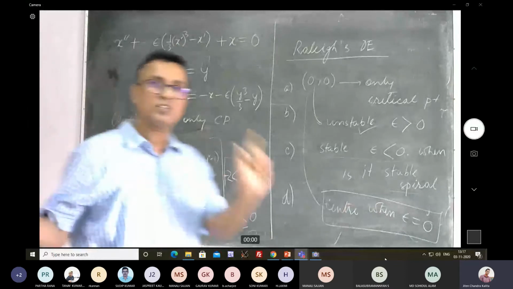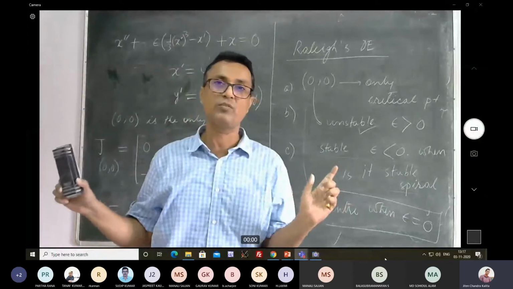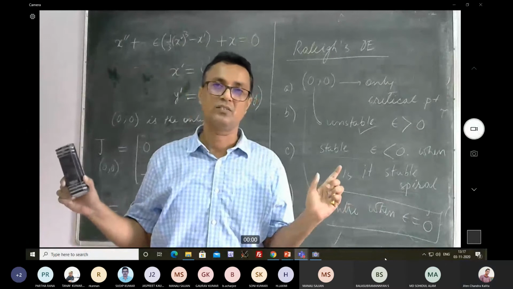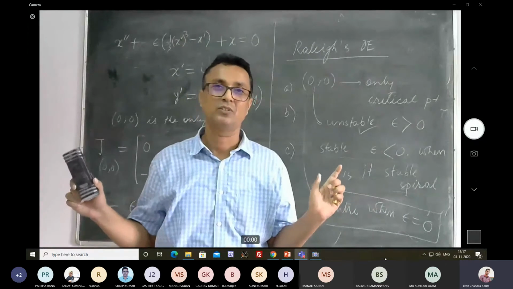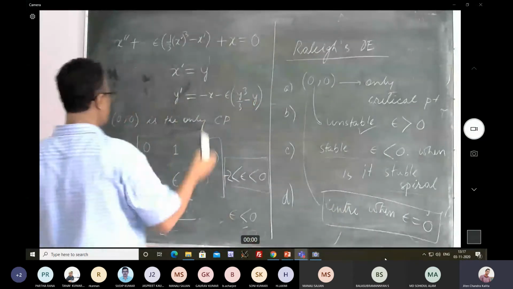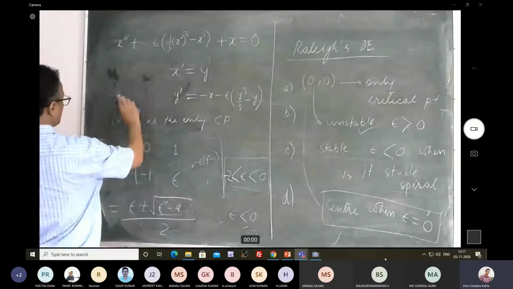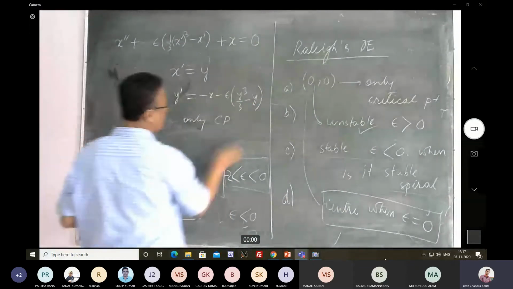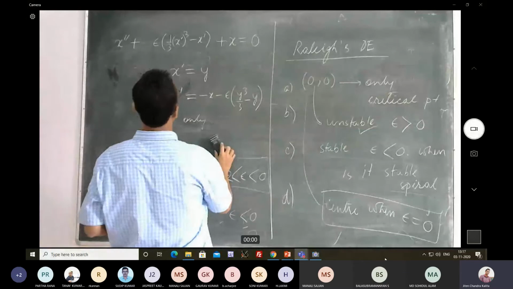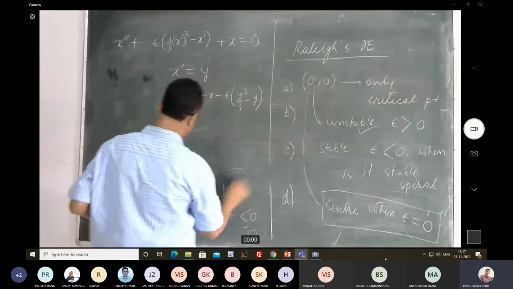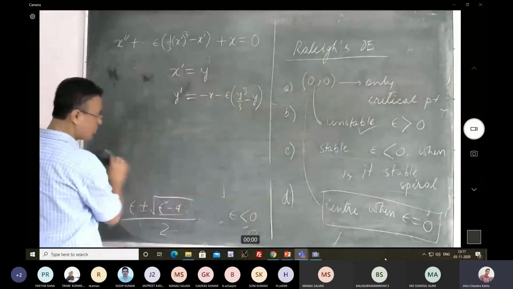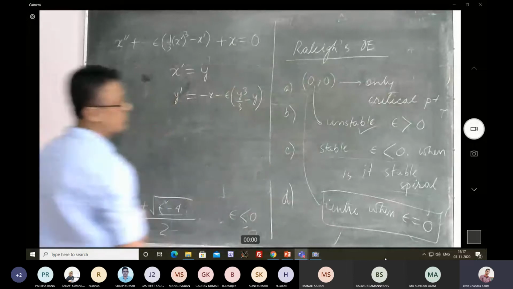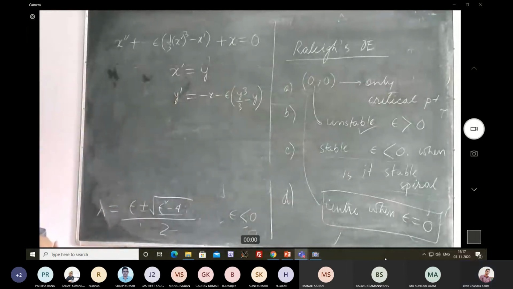Okay. The first three parts are okay with everybody. Yes, sir. Right? Okay. So now let me come to the last part. So last part, they're saying that okay, when lambda equal to 0, epsilon equal to 0, prove that 0, 0 is a center.